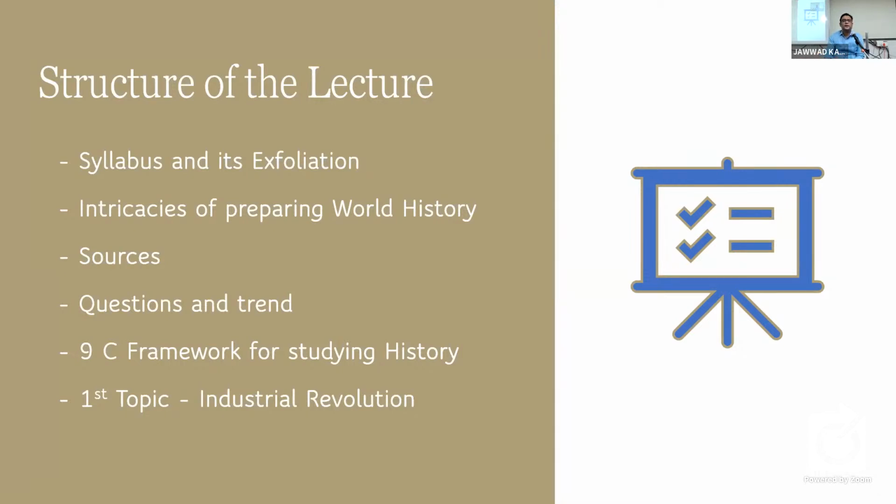UPSC has given us a fairly well-defined syllabus, but it does not explicitly tell us all the topics that should be prepared by the aspirant. Some points in the syllabus hold within themselves many topics. So the syllabus given for world history is just a one-sentence syllabus. But when we open that up, there are a good 15 topics that we are supposed to prepare in world history. So today I will give you an overview regarding those topics.